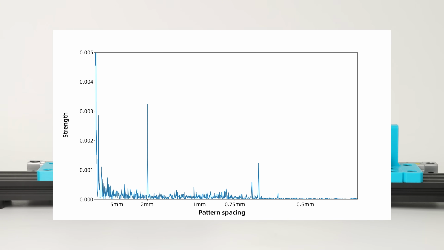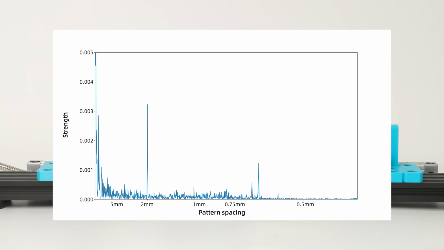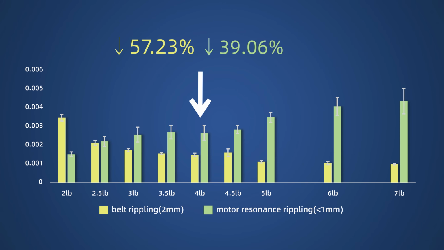By comparing the strength of the frequencies corresponding to these two defects in the frequency spectrum at different belt tension, we found that as the tension of the timing belt changes, the strengths of both the belt rippling and the motor resonance rippling change accordingly. If we take into account the effect of the timing belt tension on both the two surface defects, we can obtain a better print quality by adjusting the belt tension so that the strength of both patterns is relatively low. At 4 pounds, for example, the belt rippling is reduced by 57.23% compared to it at 2 pounds, and the MRR is also reduced by 39.06% compared to it at 7 pounds.